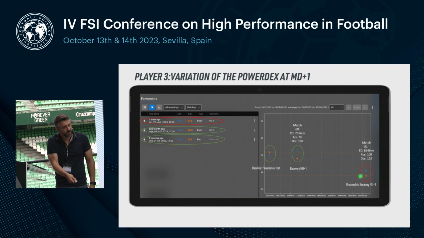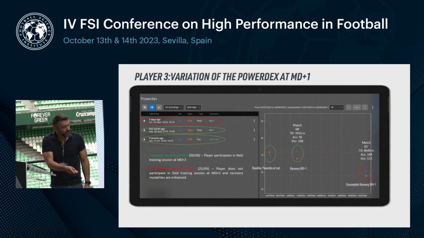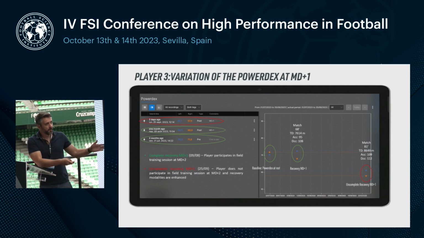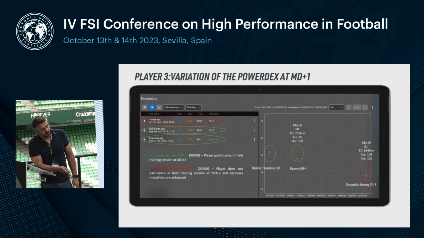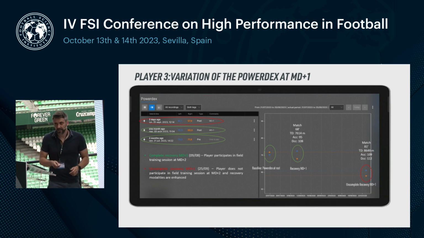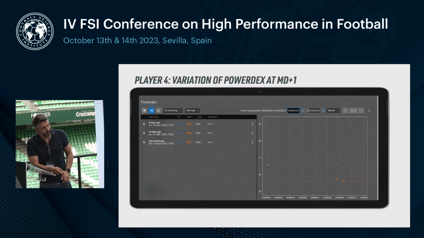Several factors influence fatigue. But for us, our decision is that in the first game, we have the player ready to participate in the training session of match day +2 with the team, but in the second game, maybe he is not ready to participate in the training session, so we need to increase or enhance the recovery modalities. Here we have another example, a different one.